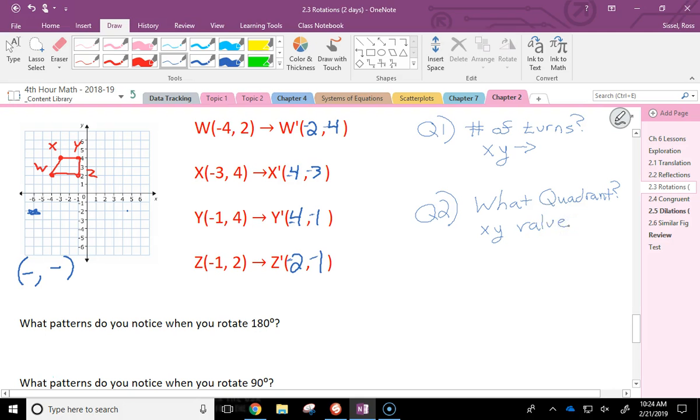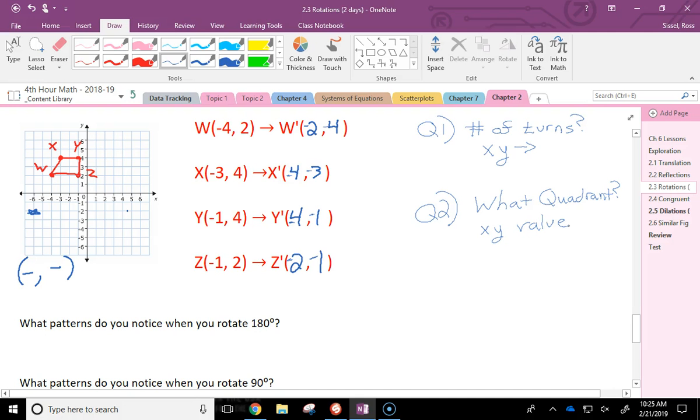Honestly, today's work is really 2 steps to identify your coordinates. Every time you just have to ask yourself, how many turns? If it's 1 or 3, 90 or 270 degrees, I'm going to flip the values. If x was a 4, y was a 2, it becomes a 2 and a 4. After you switch them, you just have to ask, what quadrant will I be in? When you identify that, in quadrant 3, x's are all negatives, y's are negatives. So my values are negative, negative.